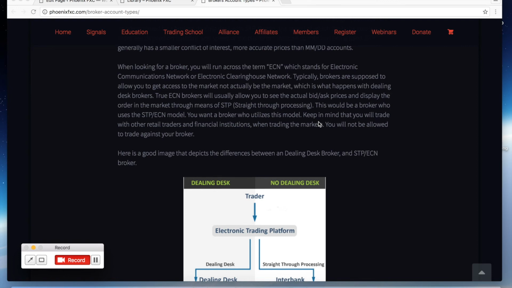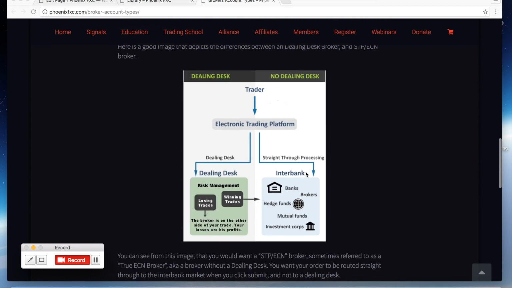So true ECN brokers will allow you to see the actual bid ask prices that are in the interbank market. And once you place an order, it's going to go straight through the STP, the straight through processing. So once you place it on your MT4, it's going to travel across the internet straight to the interbank market for the banks to take those orders. So a broker who uses the STP ECN model is a true ECN broker. They are a true and honest broker. You want the brokers who utilize this model. Keep in mind that you will trade with other retail traders and financial institutions when trading in the markets. You will not be allowed to trade against your broker if you use this method, but you don't have to worry about that.